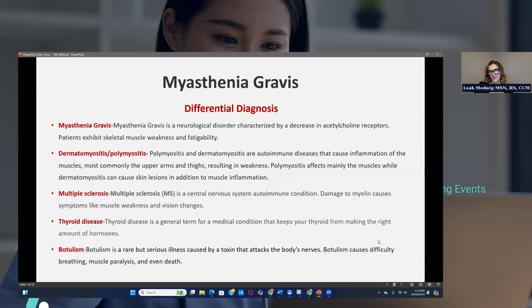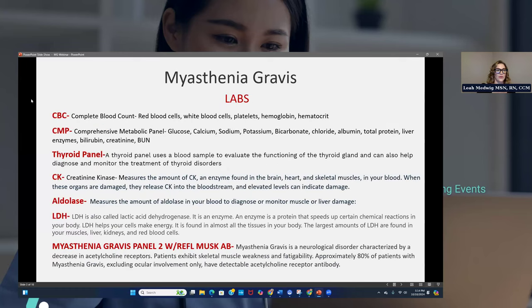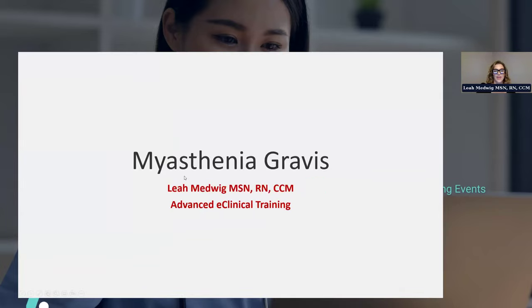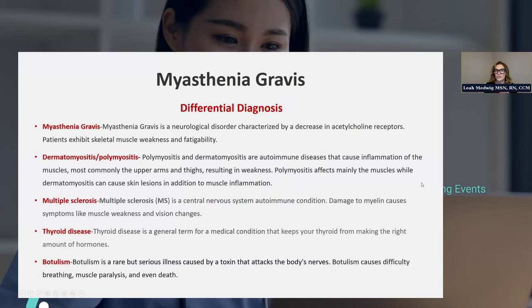Okay, so we're going to go through here. The differential diagnosis, if you're not sure what any of these are, they are complicated, not all very common. Myasthenia gravis is a neurological disorder characterized by a decrease in acetylcholine receptors, and patients can exhibit skeletal muscle weakness and fatigability, which this patient definitely has. Polymyositis is an autoimmune disease that causes inflammation of the muscles, most commonly the upper arms and thighs, resulting in weakness. So this is a very plausible diagnosis for her as well.